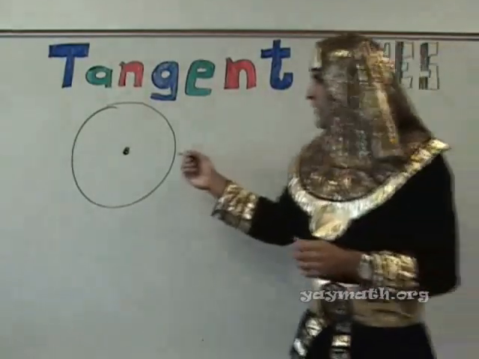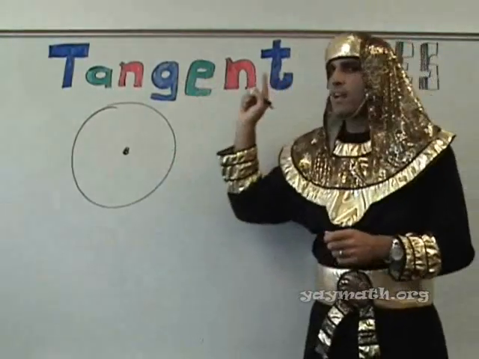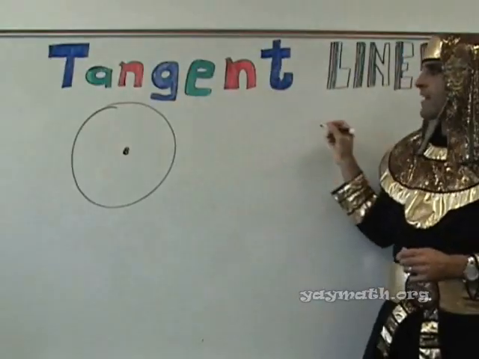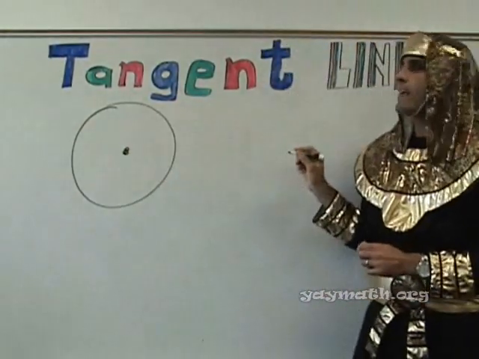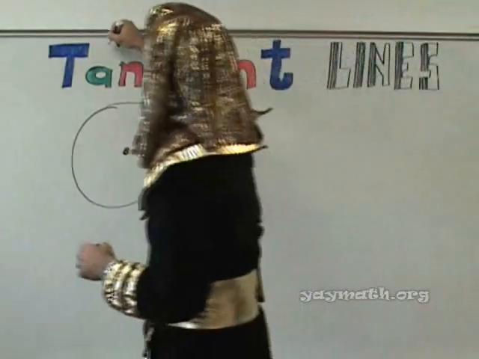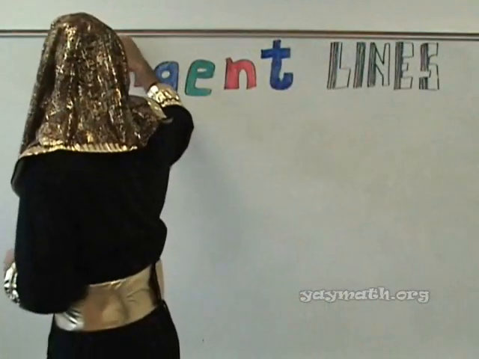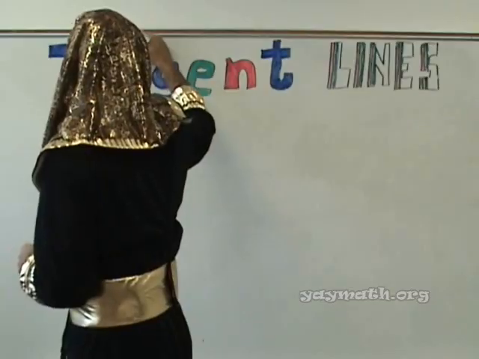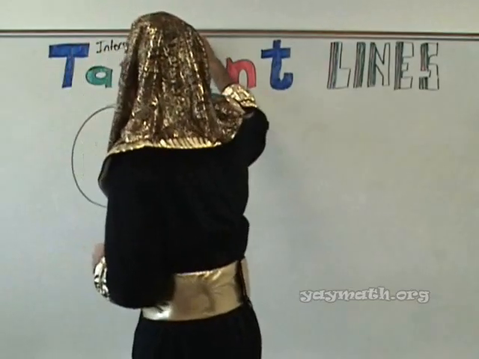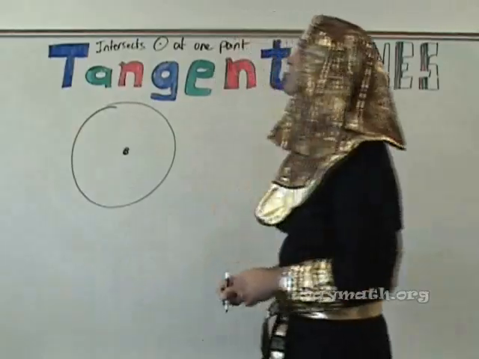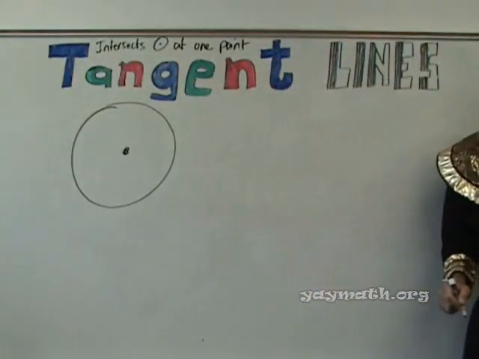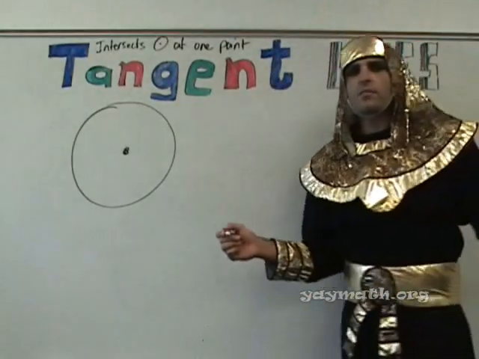Here it goes. The definition of a tangent line is a line that intersects the circle at one point. So let's actually put it in. Intersects circle at one point. So what type of line intersects a circle at one point?